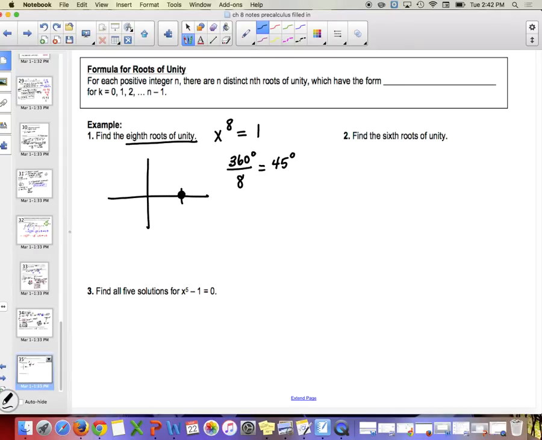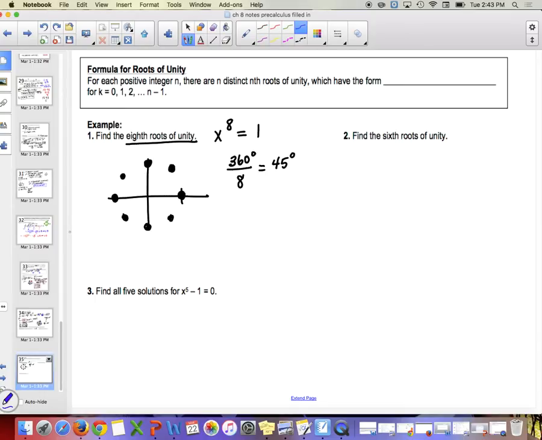All right, that means from this answer, and you could draw your polar grid and all of that, but from that answer, we're going to go out 45 degrees for all the other answers. So we have, this is the first solution, this is the second solution, this is the third solution, fourth solution, fifth solution, sixth, seventh, and eighth solution. Okay, would you be able to write those?